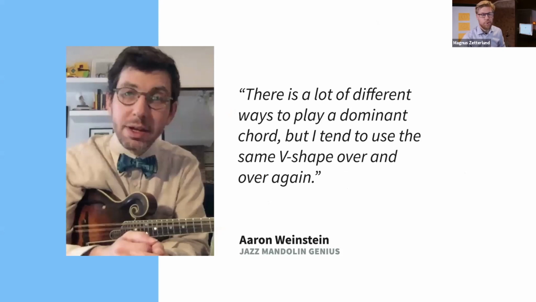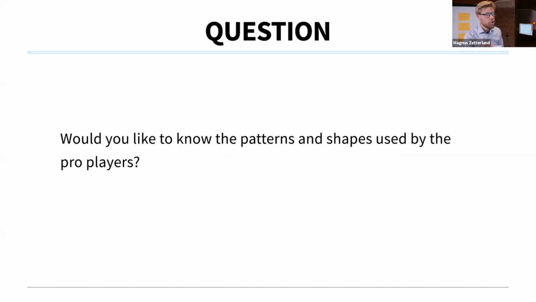I had a chance to talk with Aaron Weinstein. I think you know him. He's a jazz mandolin genius living in New York City, and he says there is a lot of different ways to play a dominant chord, but I tend to use the same V shape over and over again. And I mean, even a guy like Aaron Weinstein, I think he's probably the best example that I would use of someone having a very deep fretboard knowledge. So my question, would you like to know some of the patterns and shapes used by the pro players?